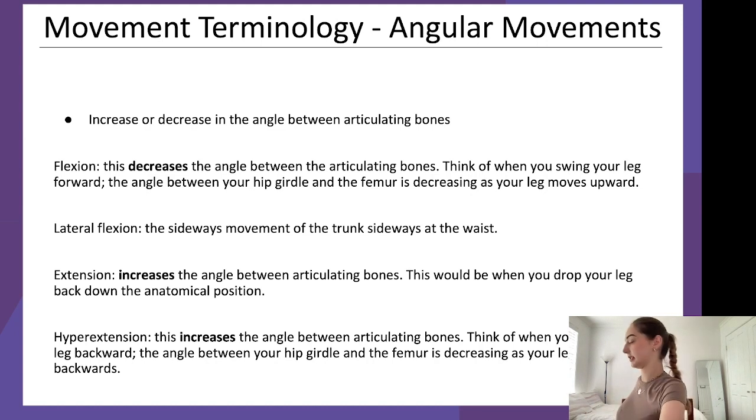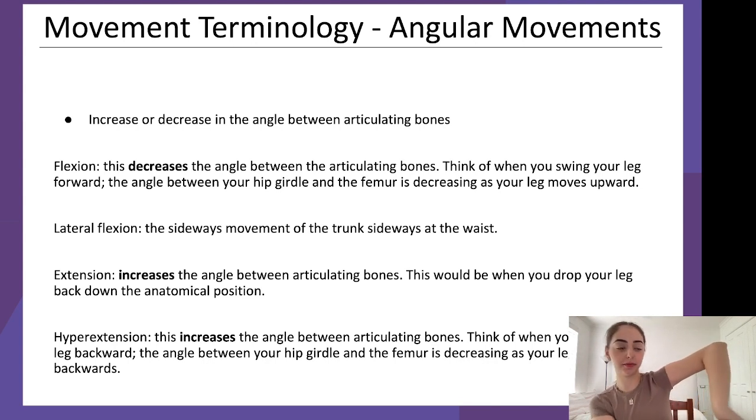Okay, so extension is an increase in the angle between the articulating bones. This would be when you drop your leg back down to the anatomical position. So imagine this is my thigh and this is the hip girdle. When I'm kicking it up, it's flexion, and extension when I'm bringing it back down. Why? Because I just decreased the angle and now I'm increasing it again.